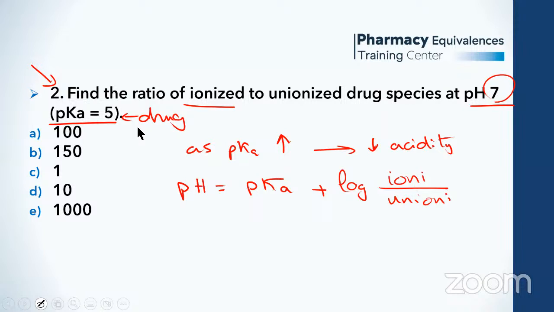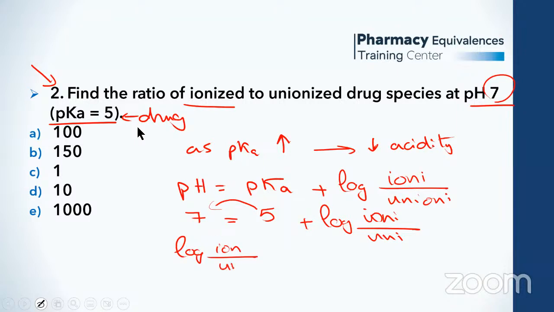Okay, so how can we solve it? The pH here is 7 and the pKa is 5, plus log ionized over unionized. When you transfer the 5 to the other side, it will be with a negative sign. So 7 minus 5 will be 2. Therefore, the log of ionized over unionized equals 2.